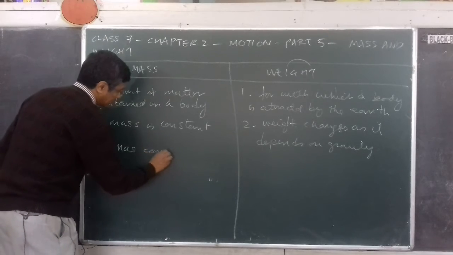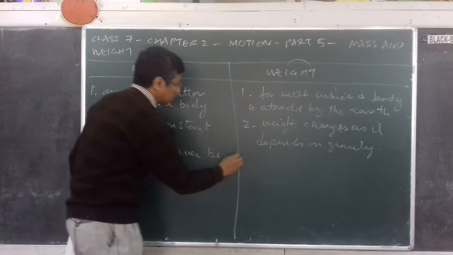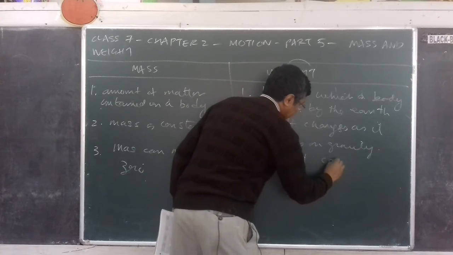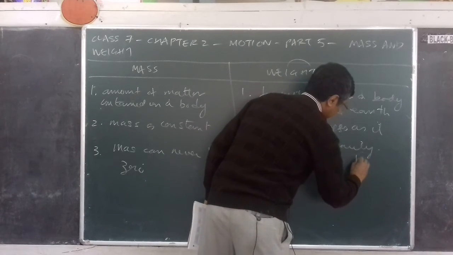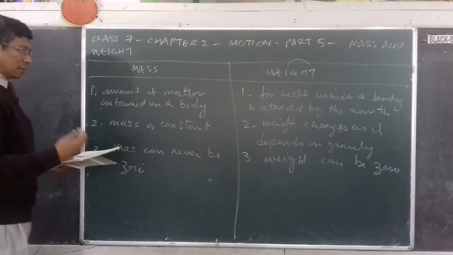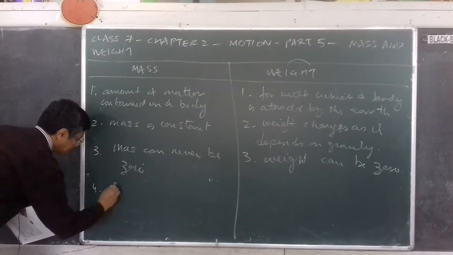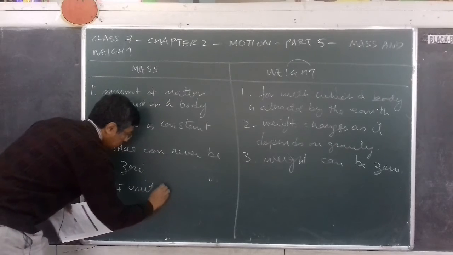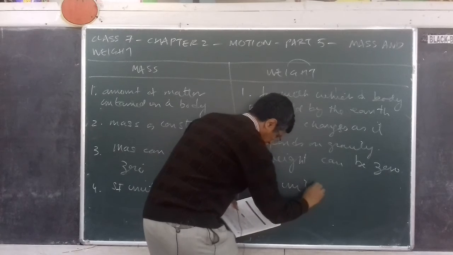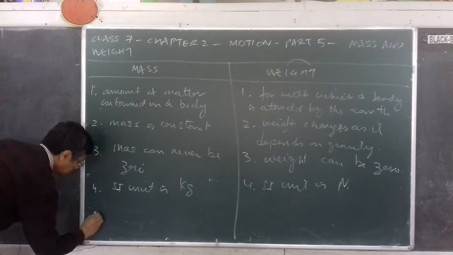Mass can never be zero, whereas weight, since it depends on gravity, can be zero. How can this be zero? Where the force of gravity is zero, weight will be zero because weight depends on gravity. The SI unit of mass is kilogram, whereas the SI unit of weight is newton.